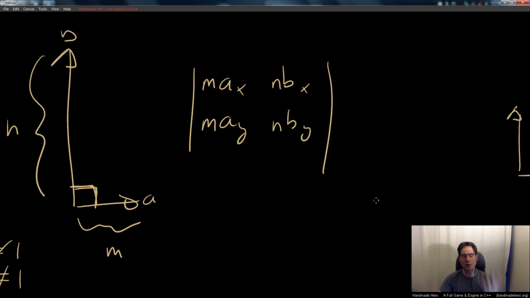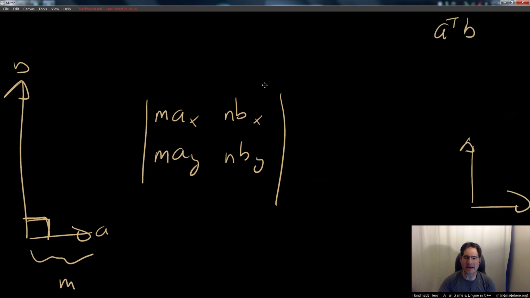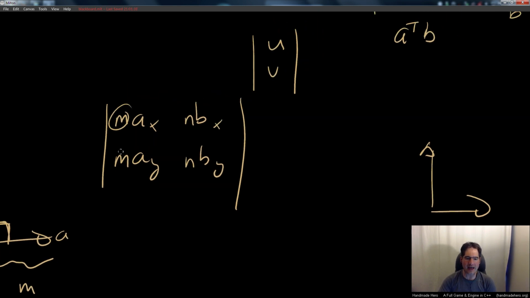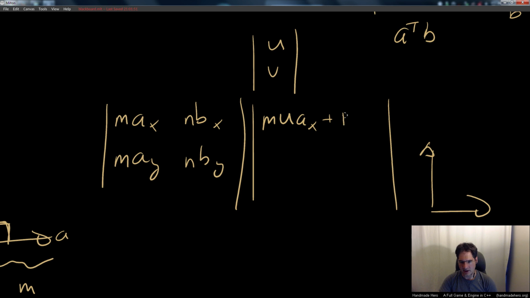So anyway, what does that do to the fundamental operations we were trying to do before? Now you can see immediately why this works for the forward case, because all this M and N do is they just multiply our U and V out, which is what we wanted. It just makes it go further. Because what I get is M U AX plus N V BX, M U AY plus N V BY.